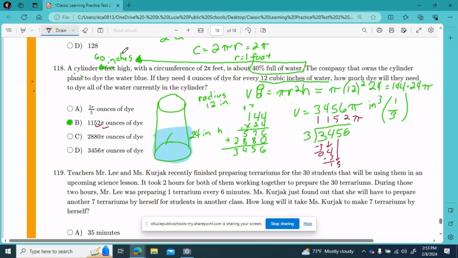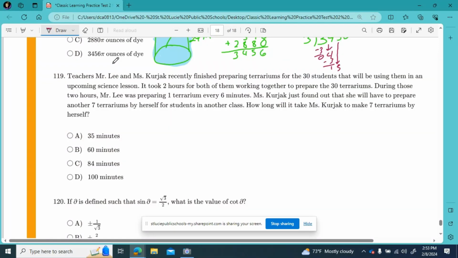And then question number 119. Teachers Mr. Lee and Miss Kerjack recently finished preparing terrariums for the 30 students that will be using them in an upcoming science lesson. It took 2 hours for both of them working together to prepare the 30 terrariums.